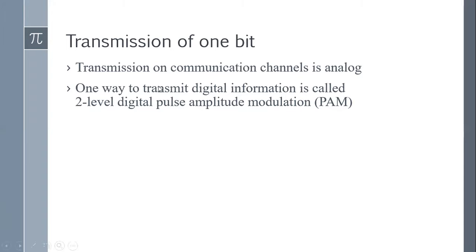So the line, transmission on communication channels is analog, means though we are transmitting 0 or 1, that 0 or 1 is represented as an analog signal. Either a square pulse or a rectangular pulse. Clear?